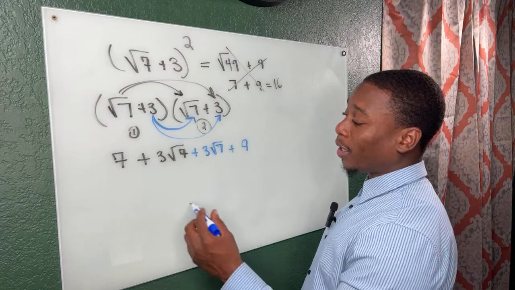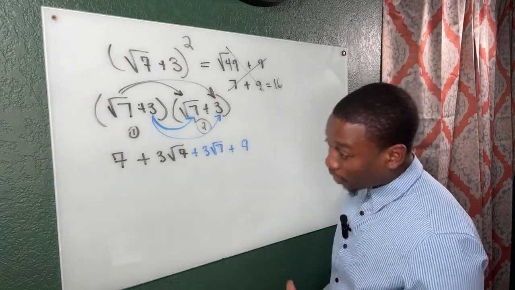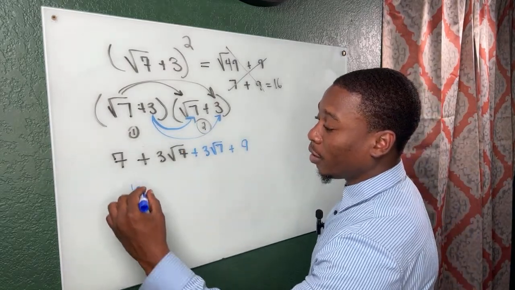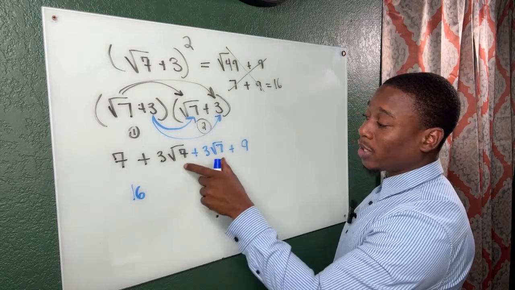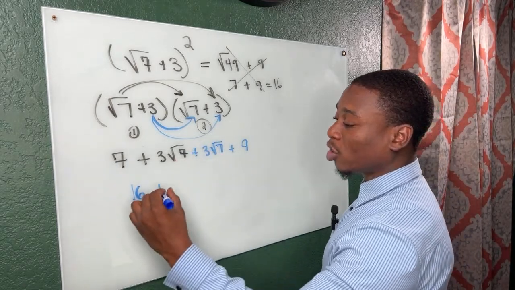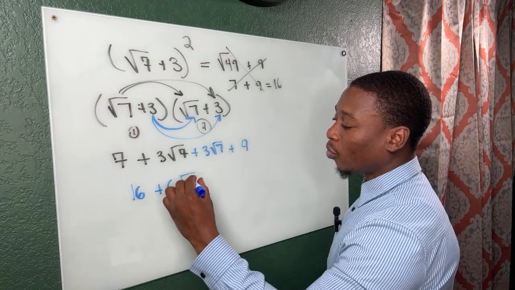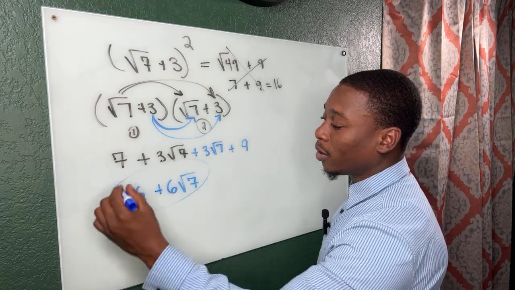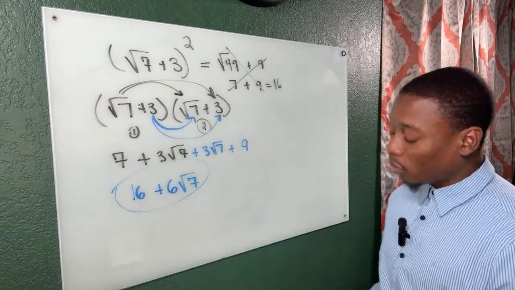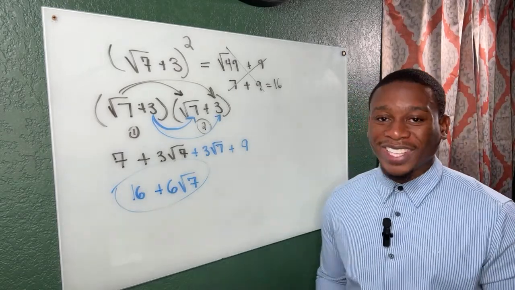So now we combine like terms. 9 plus 7 gives me 16. And remember, we have two radicals with the same number under it, same index, so we just add the numbers in front. 3 plus 3 gives me 6, and radical 7 is attached at the end. So 16 plus 6 radical 7 would be our final answer.